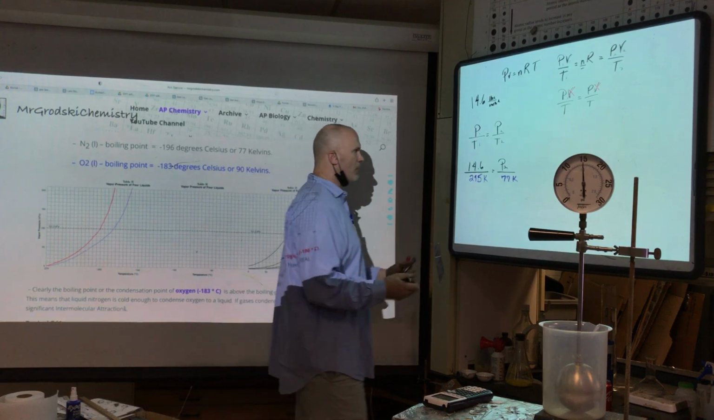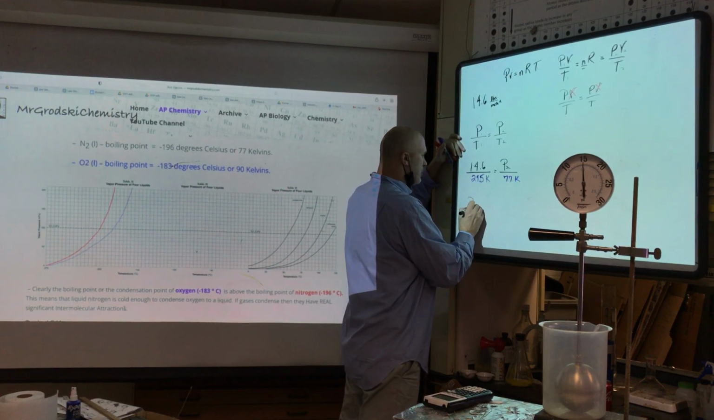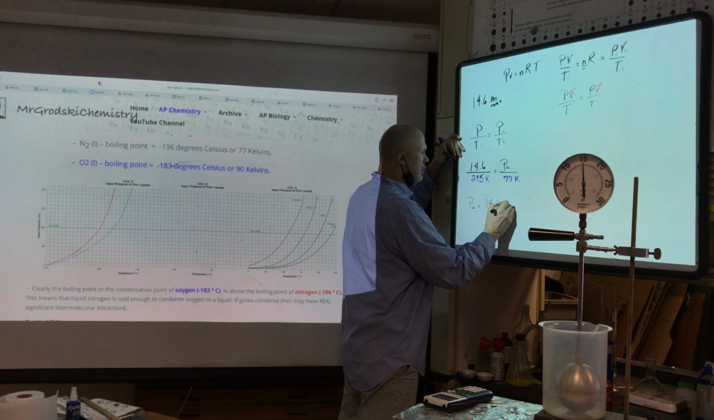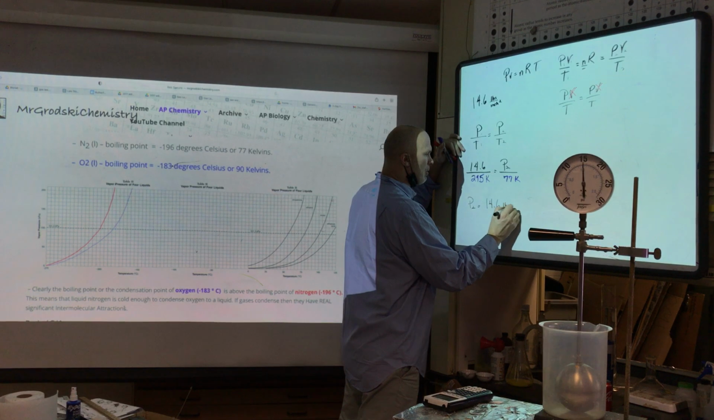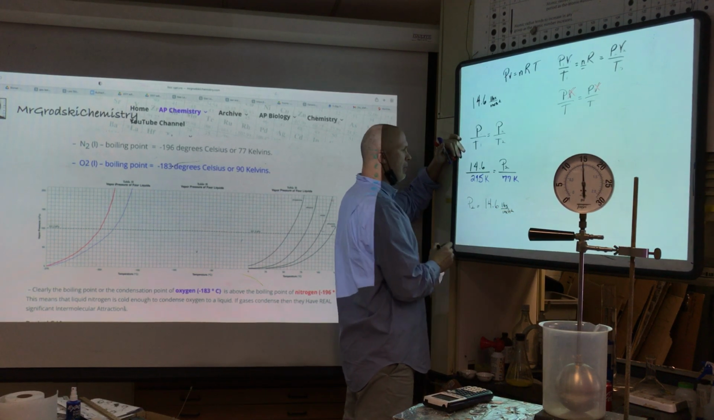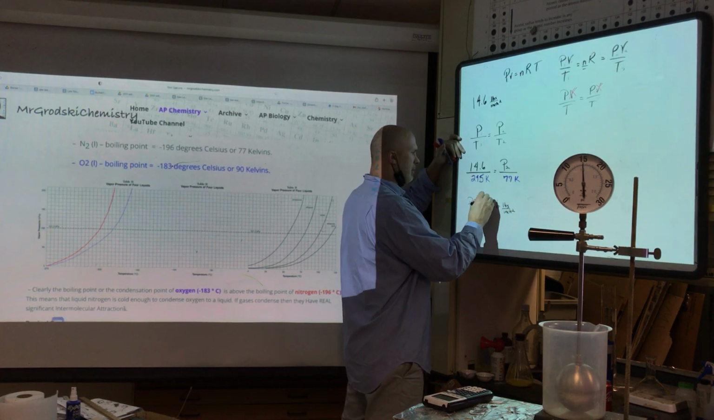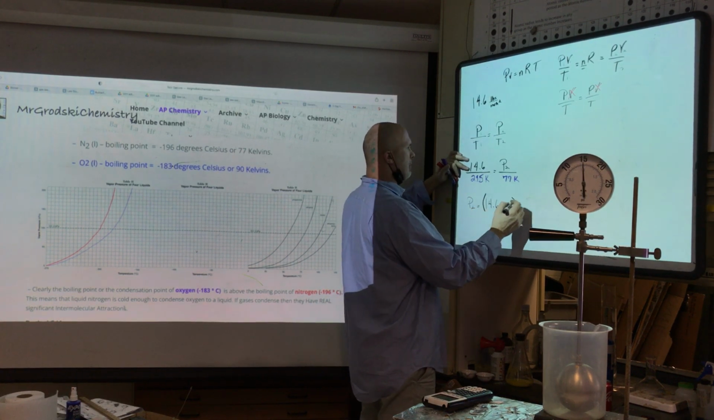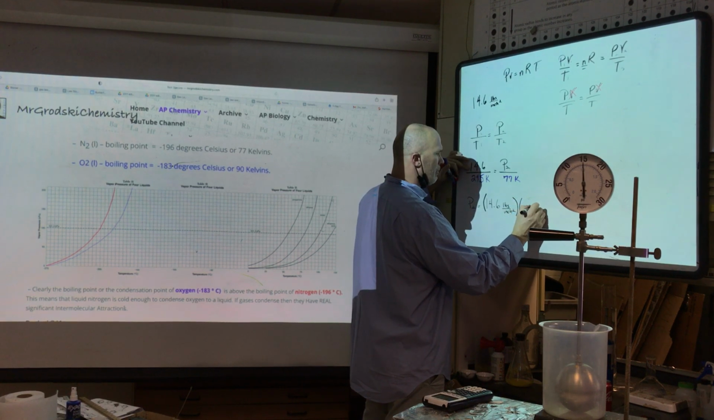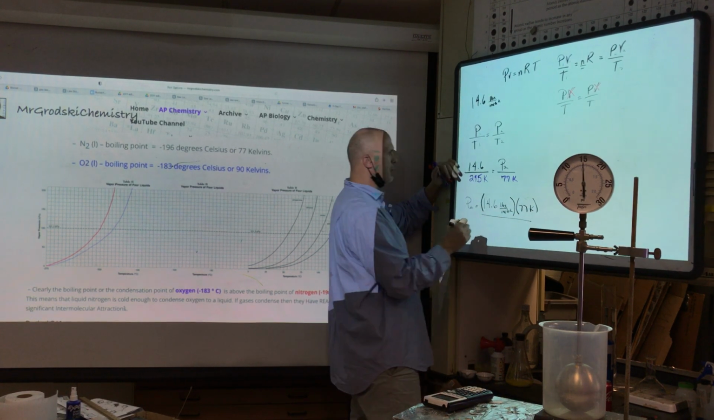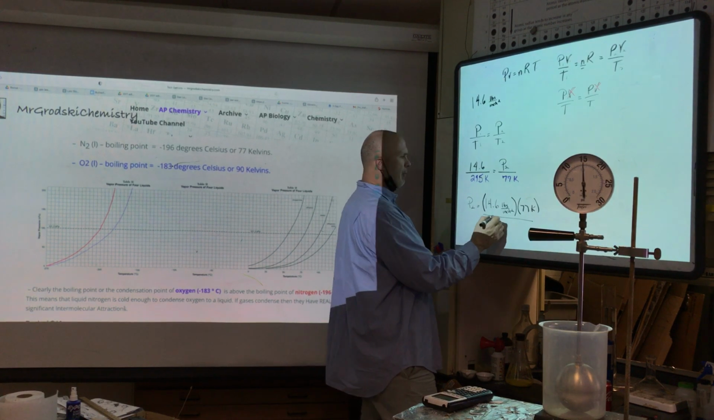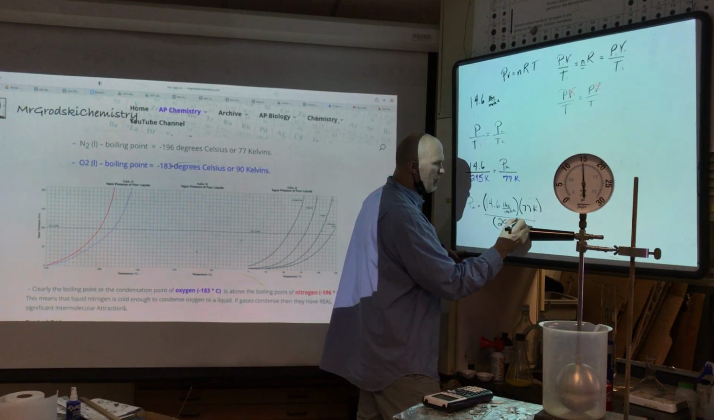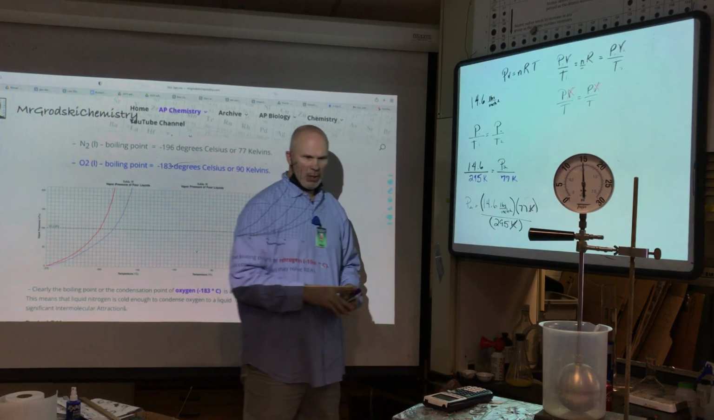If I do my algebra, the new pressure is going to equal 14.6 pounds per inch squared times 77 kelvin, all over 295 kelvin. Just doing some algebra. If you notice, party people, kelvins cancel. I'm left with pounds per square inch. Let's go find that number.